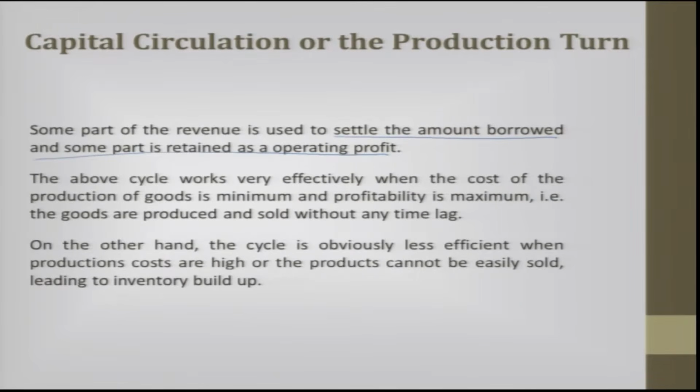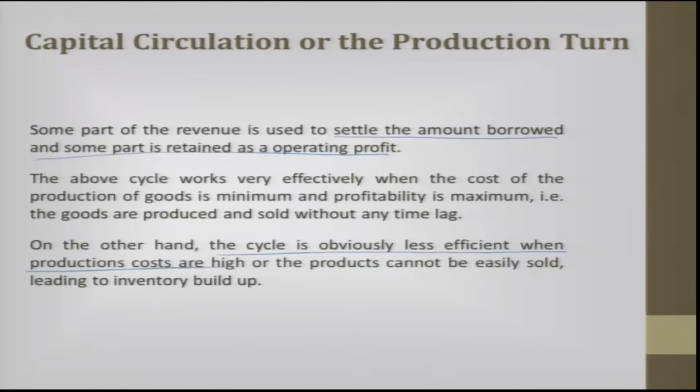I invest 10 rupees, and if I can sell a product for 50 rupees, I will be happy to do it. But unfortunately, when I add raw material and other things, the sales component, everything put together, that is the operational cost, this 10 rupees becomes 30 rupees, and when I sell it at 50 rupees, it is only 20 rupees profit. So, this is very important. If I cannot make a product which is economical, however good it is, it will not be a successful product. On the other hand, the cycle is obviously less efficient when the production costs are high or the product cannot be easily sold, leading to inventory building up.